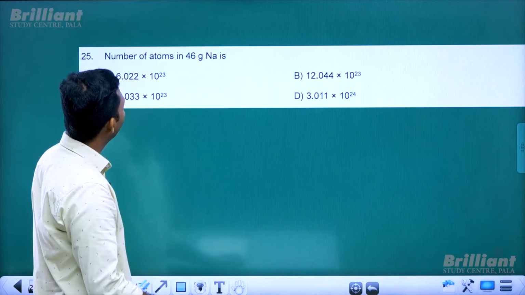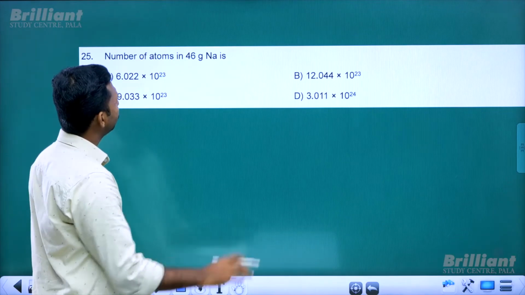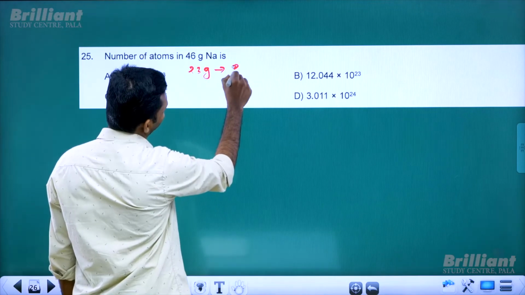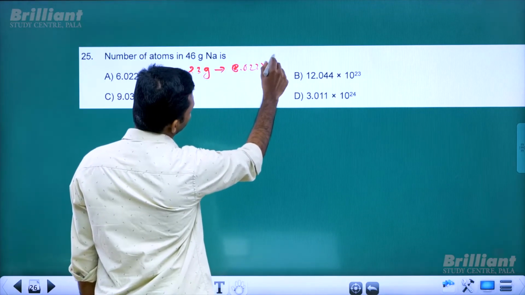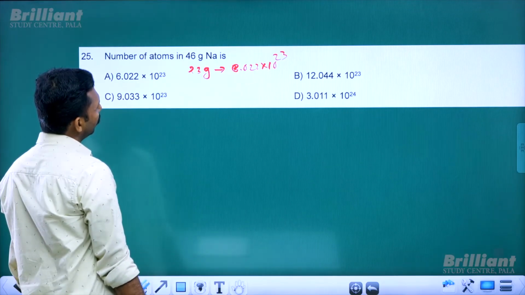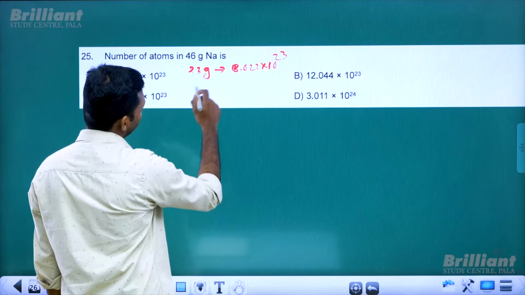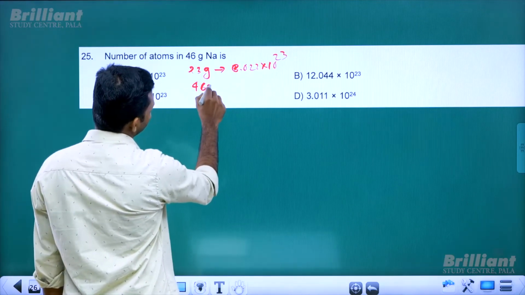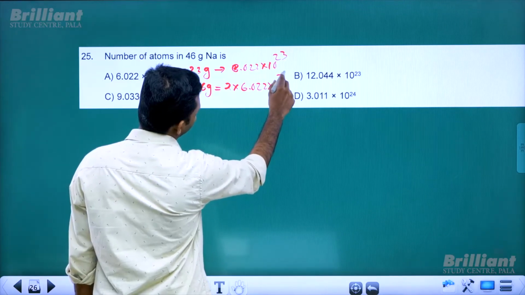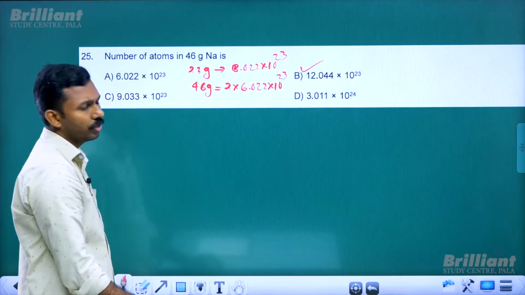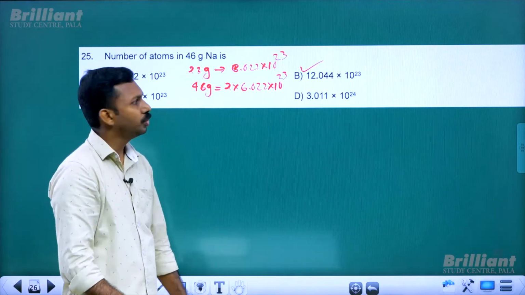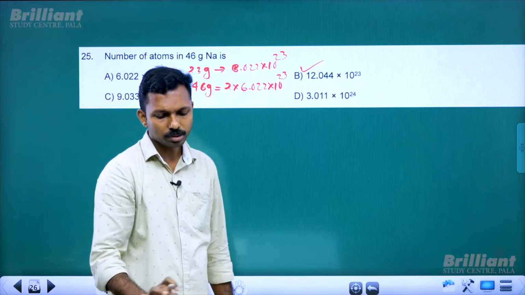25th question. Number of atoms in 46 gram sodium is. We know that 23 gram may contain 6.022 into 10 raised to 23 sodium atoms. So what is the number of atoms in 46 gram? So we have to take 46 here is equal to 2 into 6.022 into 10 raised to 23. That is equal to 12.044 into 10 raised to 23. Answer option will be B. That is twice of 6.022 is to be considered. Okay. So answer option is B here.